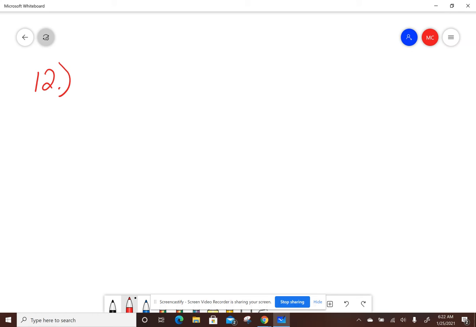Number 12 says the second angle of a triangle is 9 less than 3 times the first. Okay, so this is talking about angles of a triangle. So I know angle 1 plus angle 2 plus angle 3 equals 180. That's how I like to start these problems. If it's angles of a triangle, I write this equation.